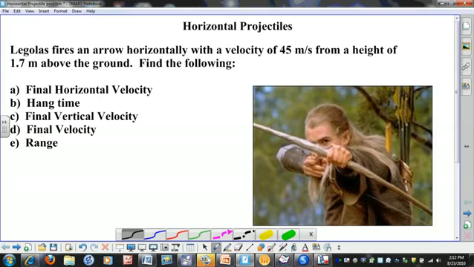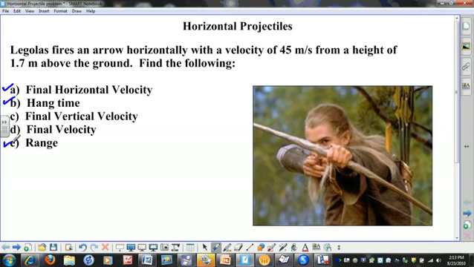So here we have a problem about Legolas firing an arrow horizontally with a velocity of 45 meters per second from a height of 1.7 meters above the ground. Notice we have a couple of variables given in the problem, but there's actually more that we know in this problem. But first of all, what I want you to focus on is these three parts.